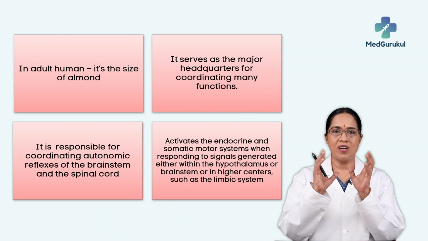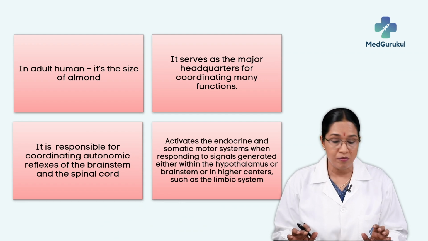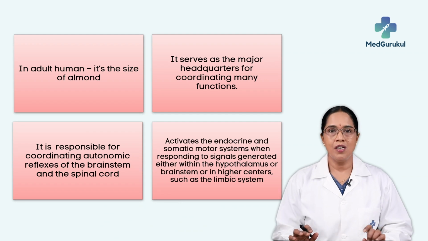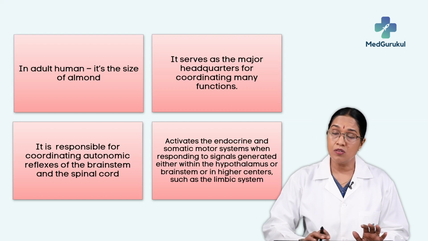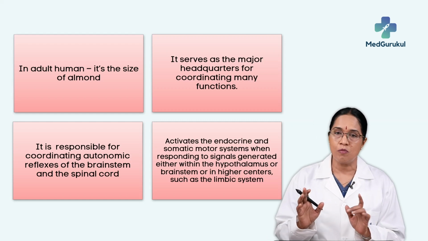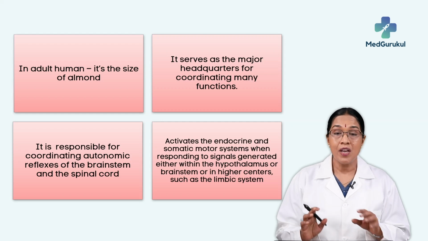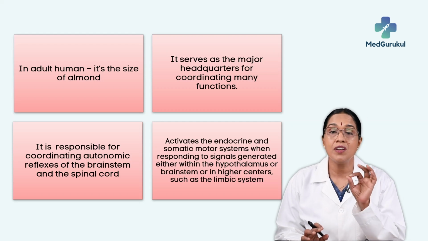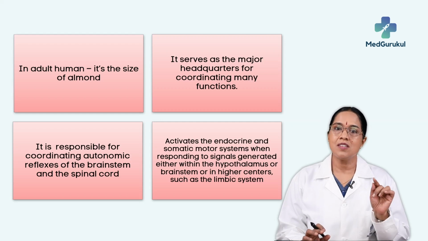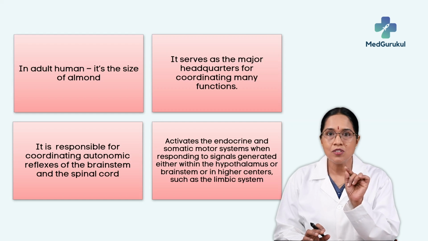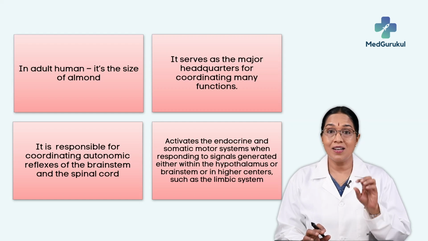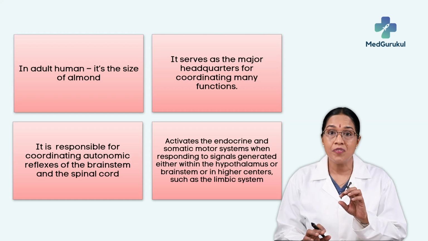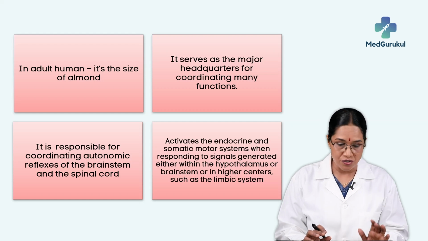Now, a few more interesting things about the hypothalamus. In adult human, the hypothalamus, which is the master gland in your body controlling so many functions of your body, look at the size. It is just the size of an almond. Hardly this much is the size of the hypothalamus, which is basically a collection of nuclei doing diverse functions.